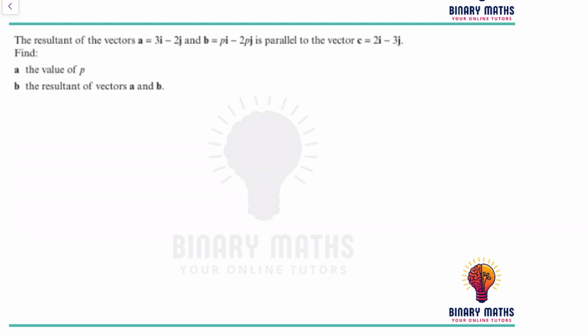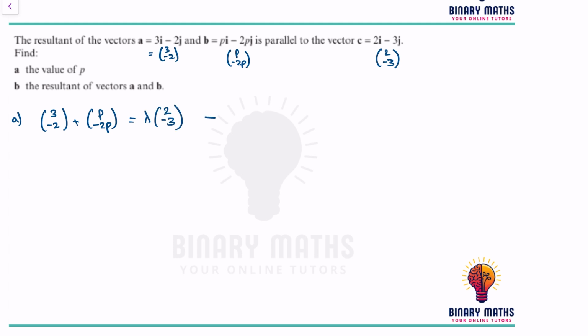Next question, the resultant of the vectors A and B, so that is 3, minus 2 and P, minus 2P, is parallel to the vector C, which is 2, minus 3. Find the value of P. So the resultant means you add it together, so 3, minus 2 plus P, minus 2P must be parallel to 2, minus 3, which means it must be a scalar multiple of 2, minus 3. This means 3 plus P must be equal to 2 lambda, and minus 2 minus 2P must be equal to minus 3 lambda.